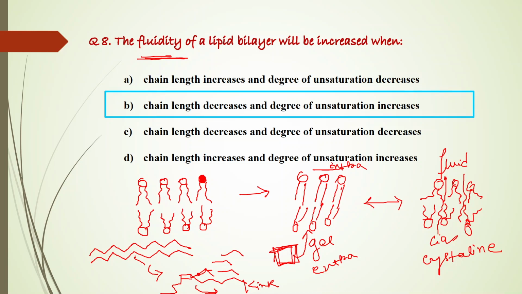So you can actually increase the randomness by introducing more double bonds, thereby introducing more kinks. If you increase the unsaturation, meaning the number of double bonds, there will be more kinks in your system, and it will be less ordered. This means the fluidity will again increase. Okay, hope this is clear. Moving to the next one.